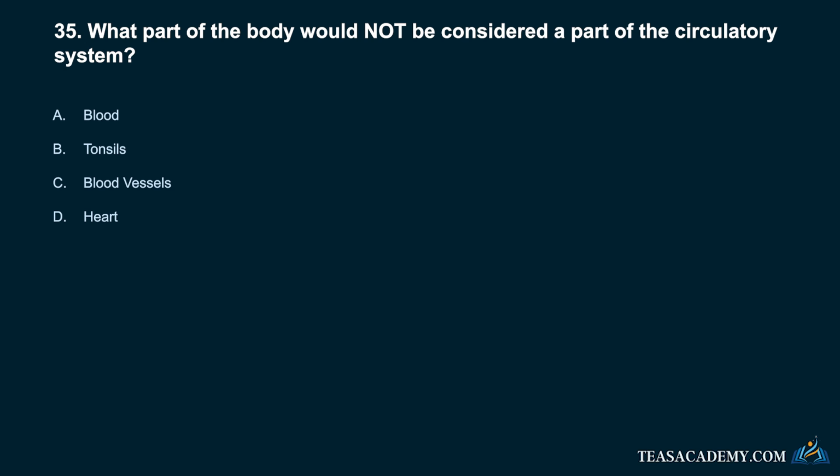35. What part of the body would not be considered a part of the circulatory system? A. Blood. B. Tonsils. C. Blood vessels. D. Heart.